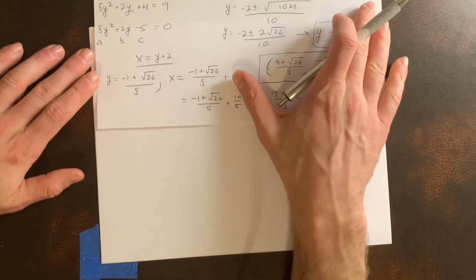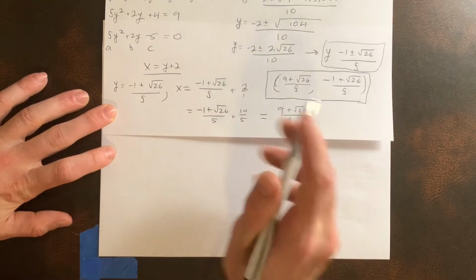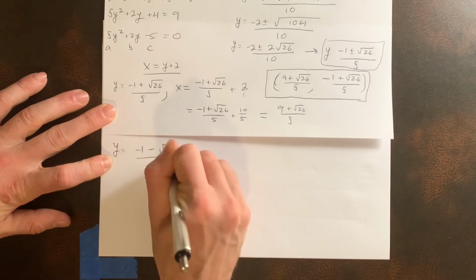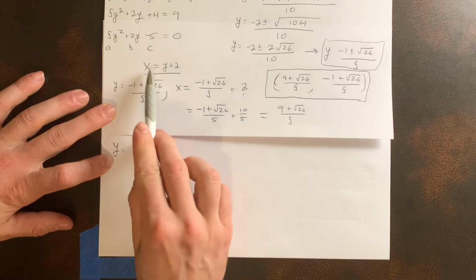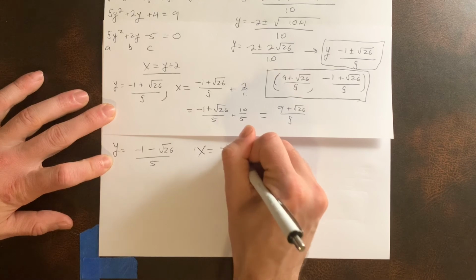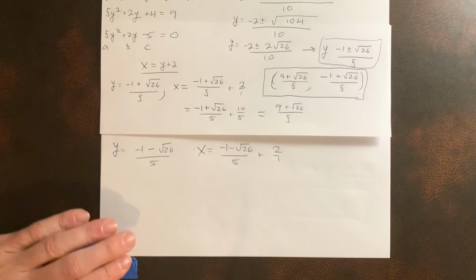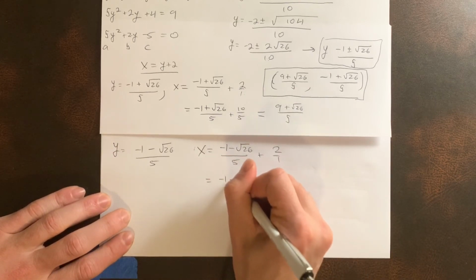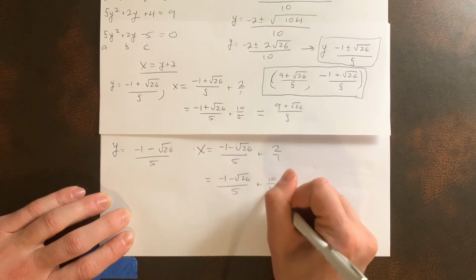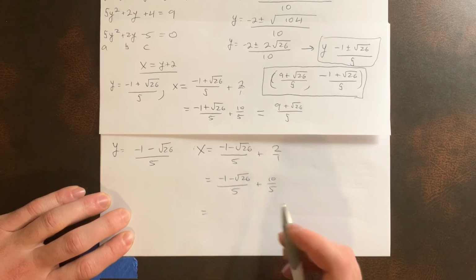Okay, so now we'll do the same thing, but for y is equal to minus 1 minus the square root of 26 over 5. And just like before, x is equal to y plus 2. So now x is going to equal y plus 2. So here's y. Then plus 2. So we're going to write it as 2 divided by 1. And so with the common denominator, we're going to have minus 1 minus square root of 26 over 5. And this is going to turn into 10 over 5. We add those two pieces together, so the minus 1 plus the 10, that turns into a 9.